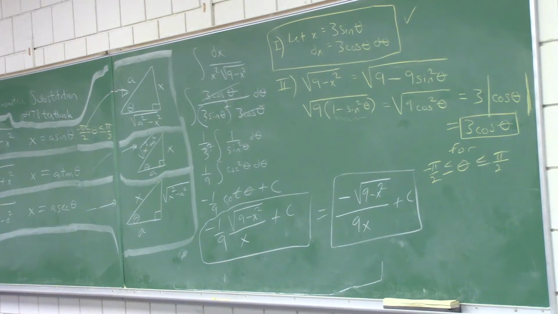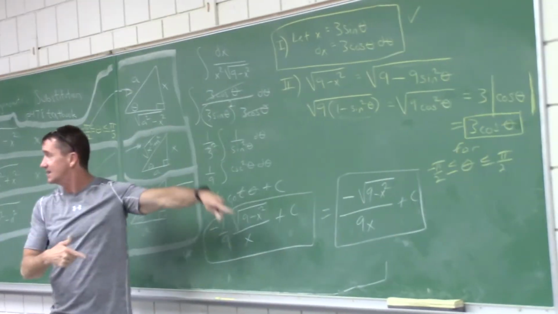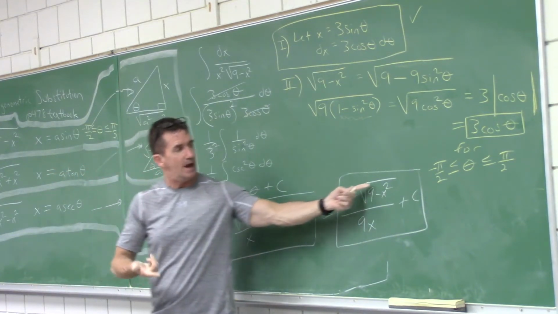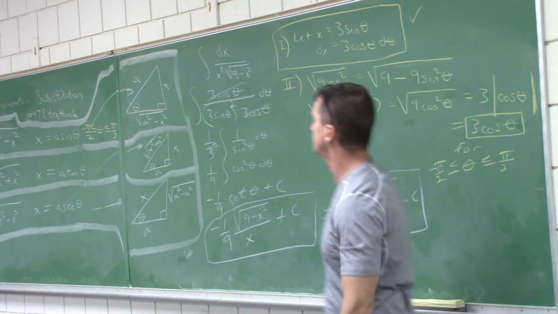Now right now you're like, do I have to talk about theta anymore? No, because we put everything back in terms of what? X. Now, this thing's fine as the antiderivative. It may have a limited domain there, because it has a square root. But we're good.